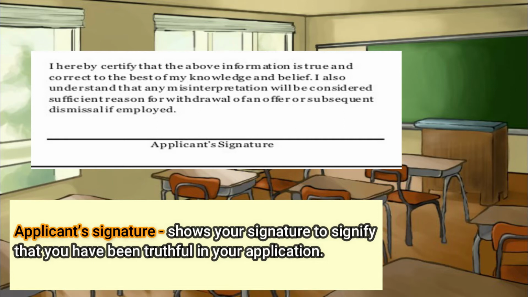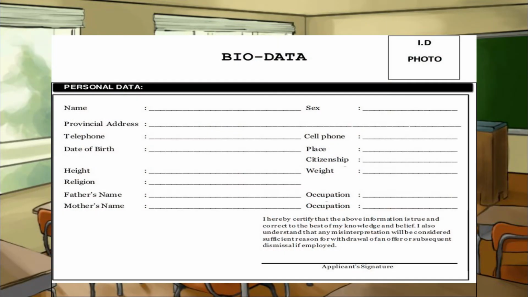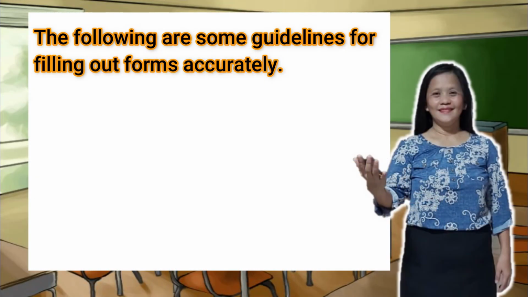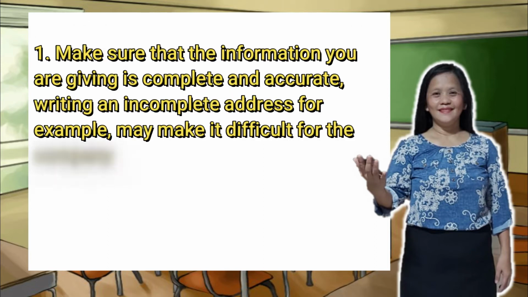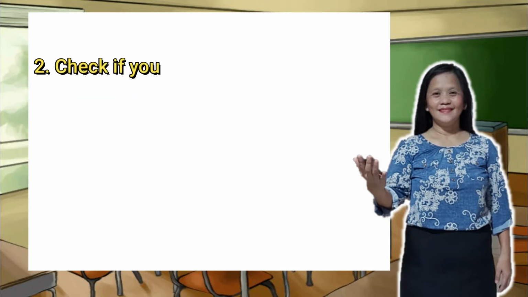So, you have learned a lot about the personal data section of a biodata in detail. On the next slide, I want you to remember the given guidelines in filling out forms accurately. Again, please read with me some guidelines for filling out forms accurately. Number 1. Make sure that the information you are giving is complete and accurate. Writing an incomplete address, for example, may make it difficult for the company you're applying to contact you by mail. Next, check if you spell the words and write the numbers correctly.